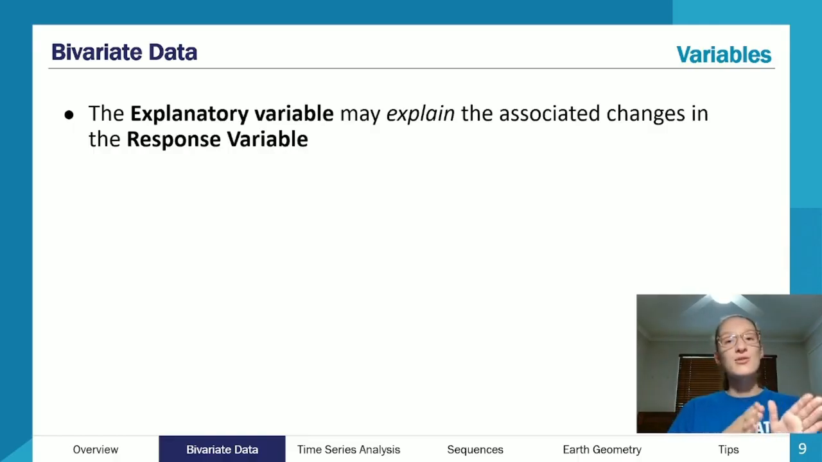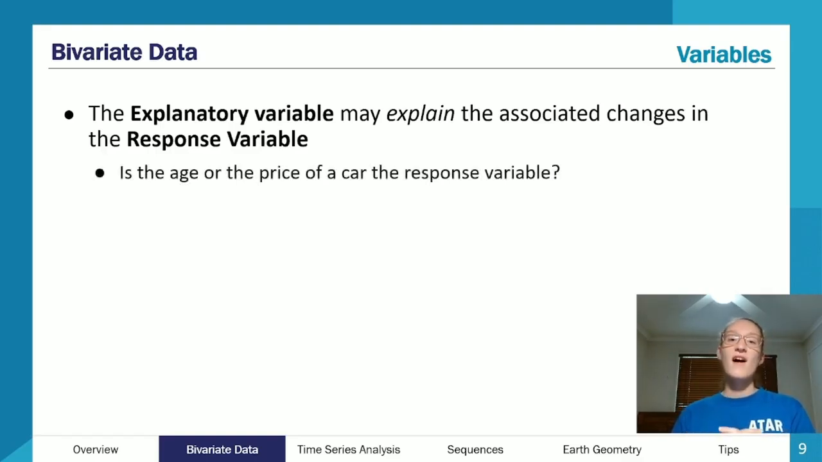So the explanatory variable may explain the associated change in the response variable. It's important to have this foundational definition so that we know that we're on the same page when we're talking about these things. So as an example, I'd like you to have a think about, if we were talking about the age and price of a car, which would be the response variable? It would be the price, because when we're thinking logically about this, the age of the car may explain the associated changes in the response variable.